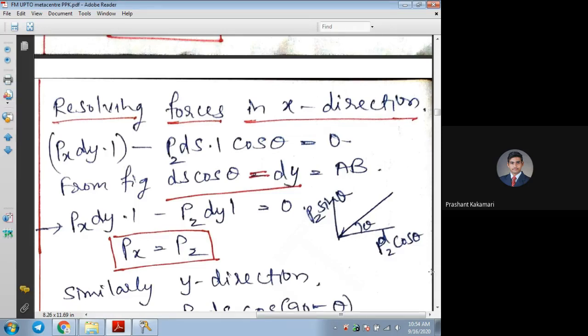So now the equation becomes: pressure force in the x direction, px into area, is dy into 1, minus pz dy into 1, equal to 0. Now if you see both sides, px dy is equal to pz dy, or I can write px is equal to pz. So pressure forces are equal in the horizontal directions.